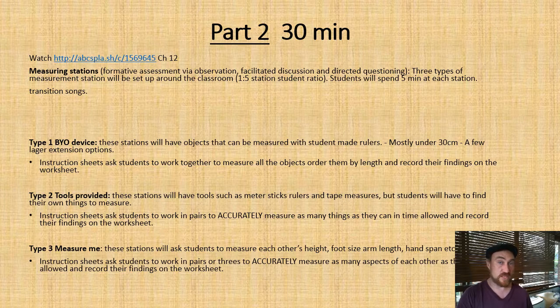In the third station, students will measure themselves and others. They'll use the rulers that they've made and potentially other objects like tape measures to find out how tall they are, how long their arm is, or how big their foot is. This information can then be collected as a class and we'll put it up on a wall as comparison.